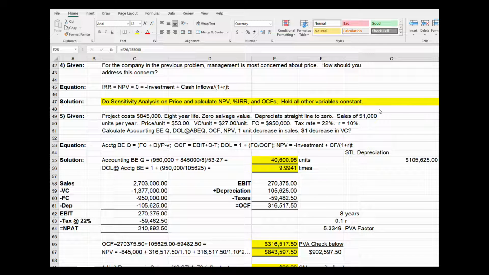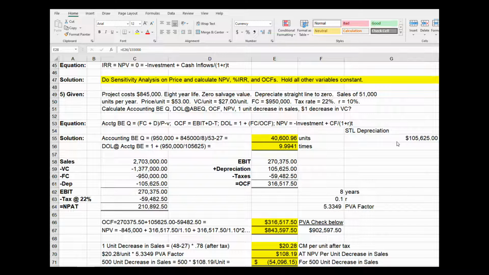As you change those, you get a bundle of NPVs and IRRs as you change those prices, 1 penny, 2 pennies up and down in both directions, and that will ease any concern you have about price sensitivity.